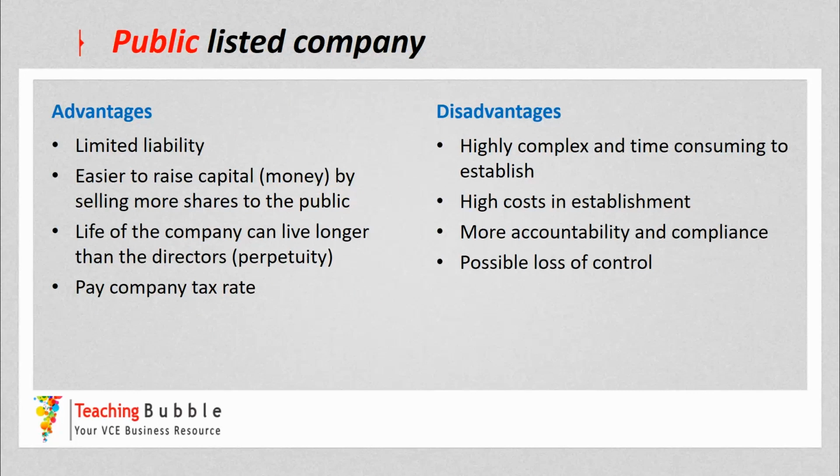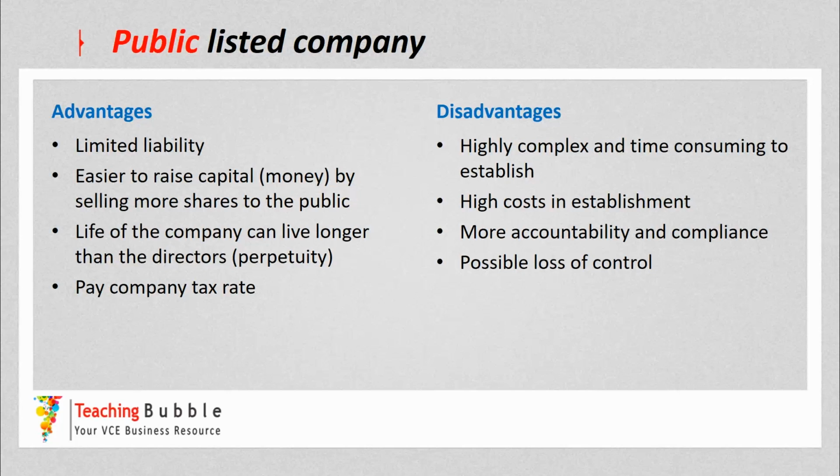Once again, if we look at the advantages of a public listed company, we'll see again that the shareholders have limited liability, which gives them real personal asset protection. And it's much easier for the company to raise capital. We said that about a private limited company, but with a public listed company, all of a sudden all of the public has the opportunity to purchase shares once they hit 18 years old, that is. Again, the life of the company can live longer than the directors because it's a separate legal entity, and they also pay the company tax rate. So these advantages are very similar to what we looked at with the private limited company. Now the disadvantages are similar also, but we can almost take them to the next level.